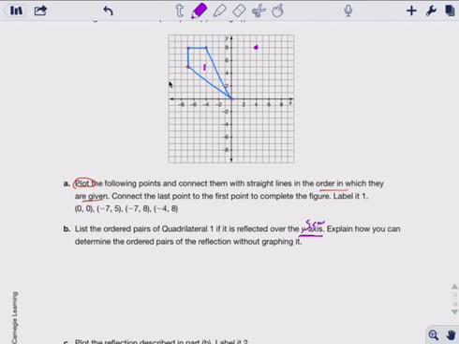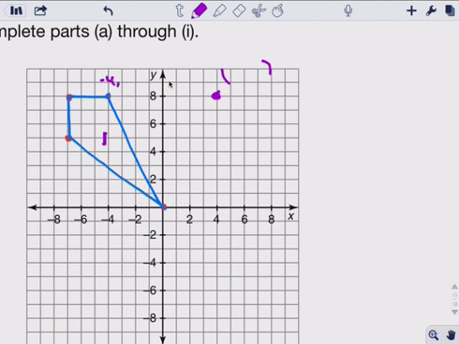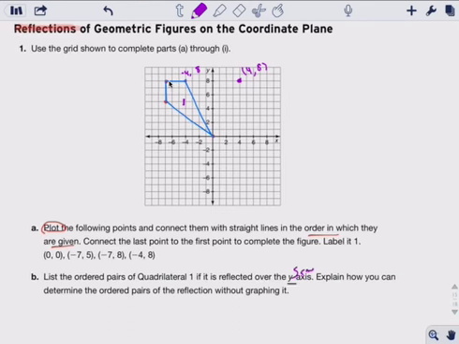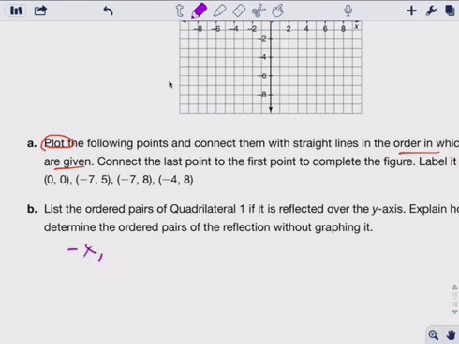So, determine how you can, oh, I didn't read, see? Explain how you can determine the ordered pair of the reflection without graphing. Well, just to make sure, you just do yourself a favor and graph it. And this was negative 4, 8. So this becomes 4, 8. So as you can see, reflecting over the y-axis, the y stays the same, the x becomes its opposite. And you write that in math, x becomes its opposite, you write it negative x, and y stays the same.